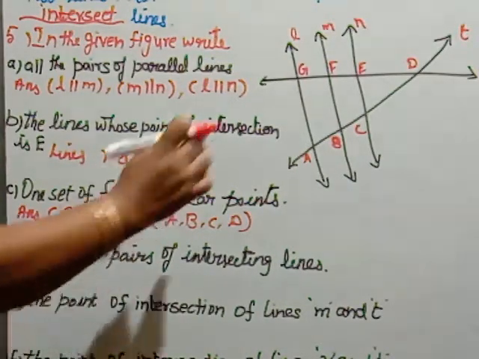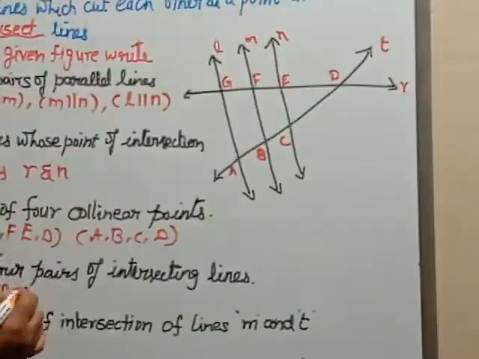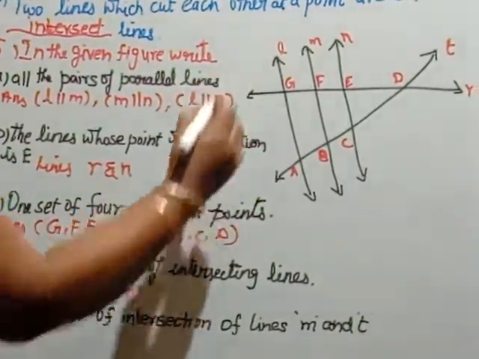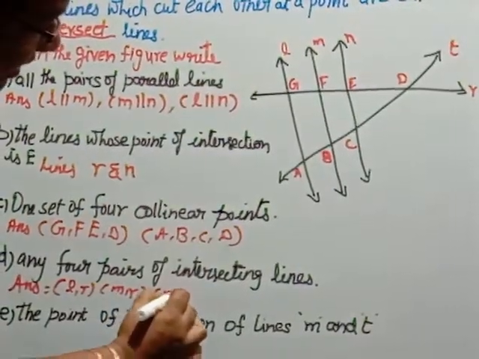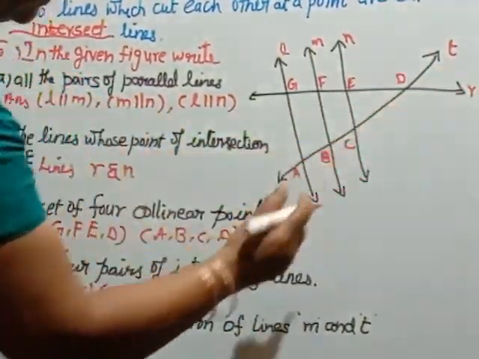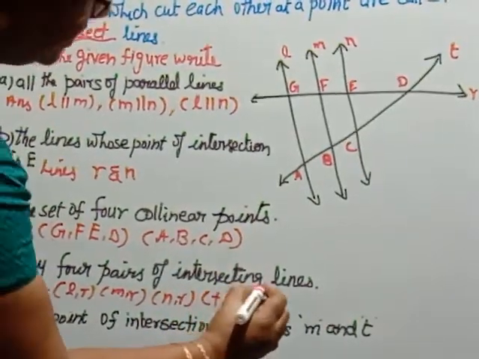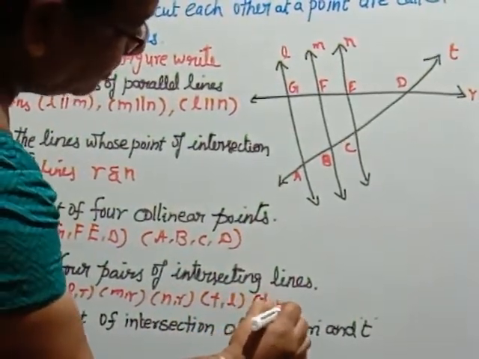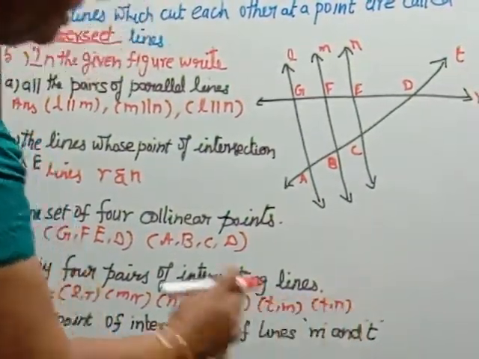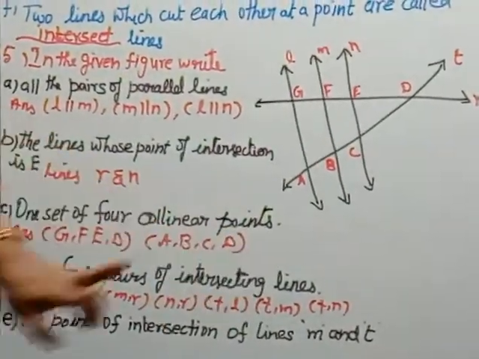Now, L is intersecting R. L and R. Then M and R. Then N and R. Then what is there here? T and L. Then T and M. Then T and N. These are the lines that are intersecting. They ask for four pairs, but I have given all of them.